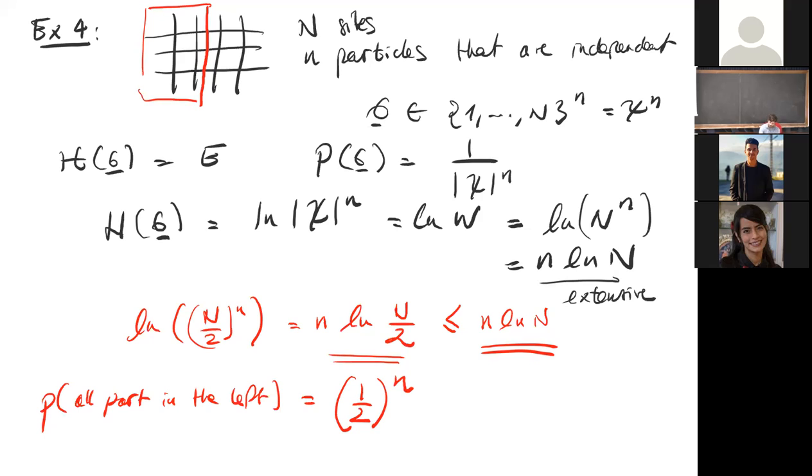Okay. Because the particles are independent, you just multiply over i the probability that particle i is in the left. And this is 1/2 for each particle. So you get 1/2 times 1/2 times 1/2 for each of them. So you have 1/2 to the power n. That's correct. Okay. And you see that this number is ridiculously small when n is large. It's exponentially small in n.